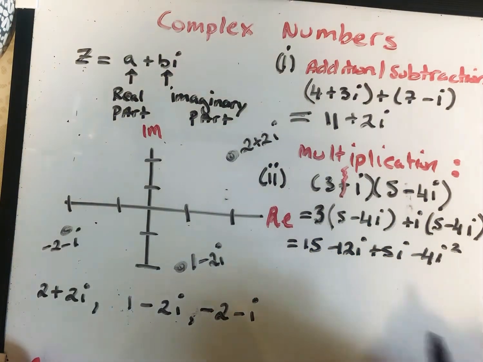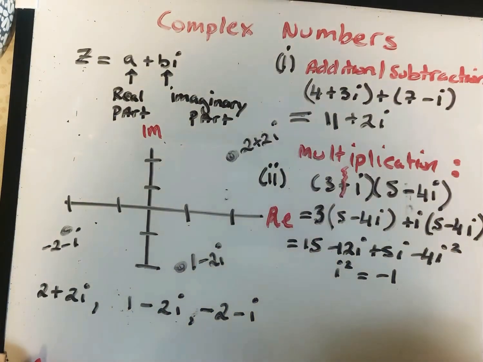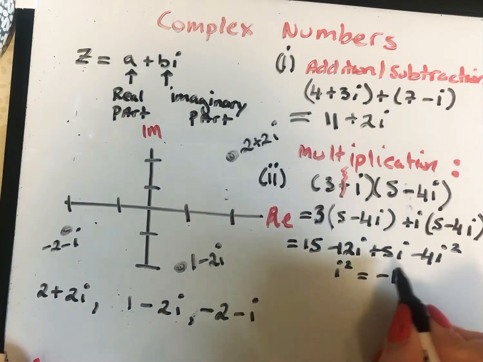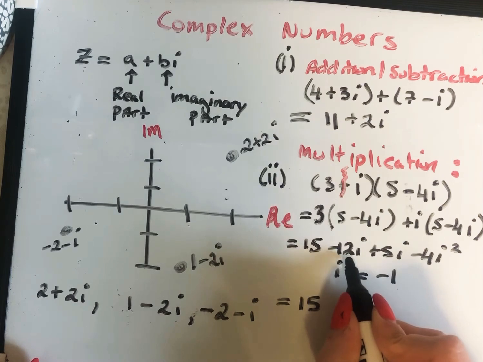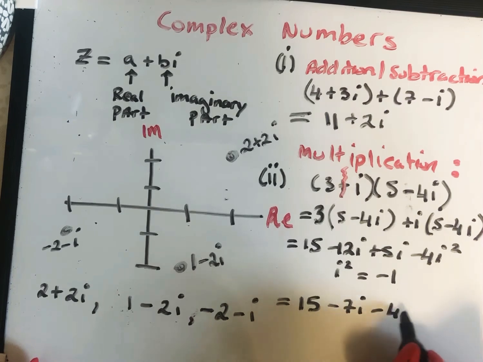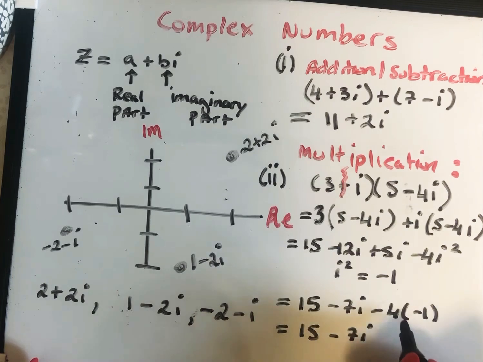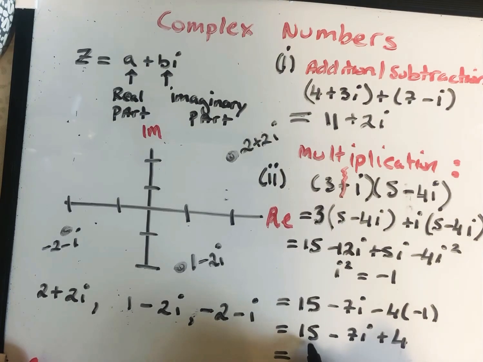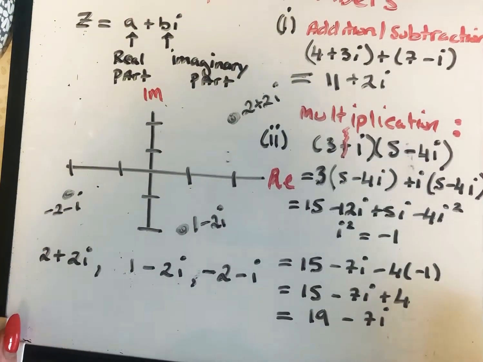In your leaving cert, you're always going to be told what i squared is. So i squared equals -1 at the top of your exam paper. So we're going to take out the i squared and replace it with -1. But we might as well tidy up as we go. So we've got -12i plus 5i, so we get -7i. And then -4 by -1 is +4. And then we add the real with the real. So 15 and 4 is 19 and take away 7i. So there we go. So we have 19 minus 7i.